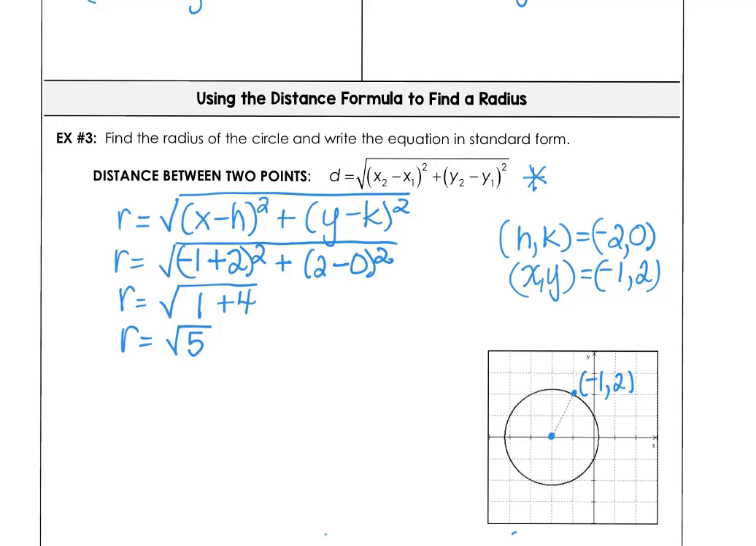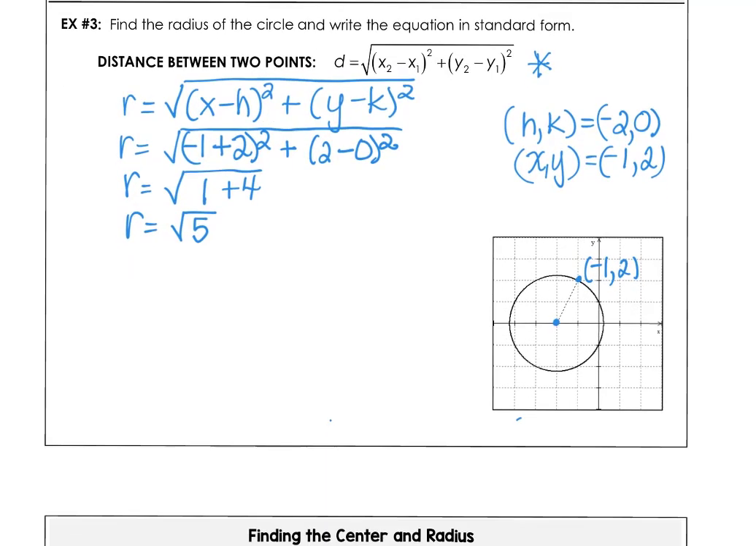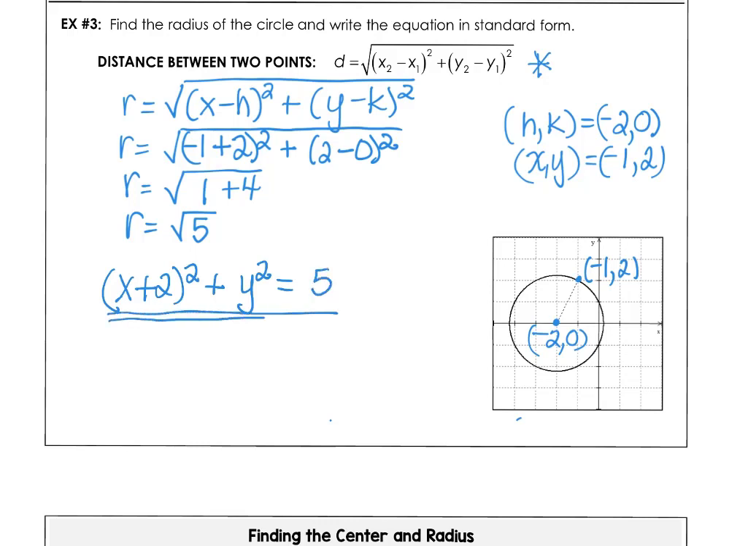And then writing the equation for that circle, using our information, we have x minus -2, that's our h value, and our k value. So x plus 2 quantity squared, and y minus 0 quantity squared is y squared, and r squared would just be 5. So the square root of 5 squared gives us 5. And that's example 3. So on to example 4.